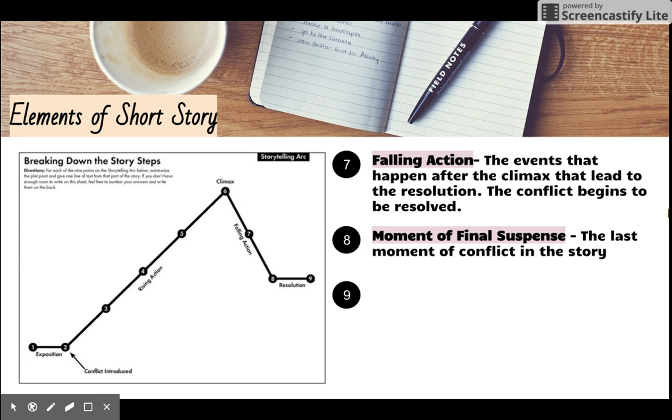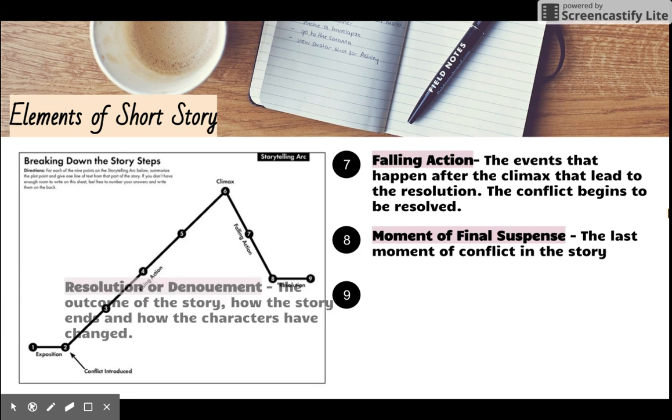Number 8, again, not mentioned in our simple plot graph, but still good to take note of, is the moment of final suspense. And this is the last moment of conflict in the story. So this is kind of that last little bit where the problem is still there right before it gets resolved.